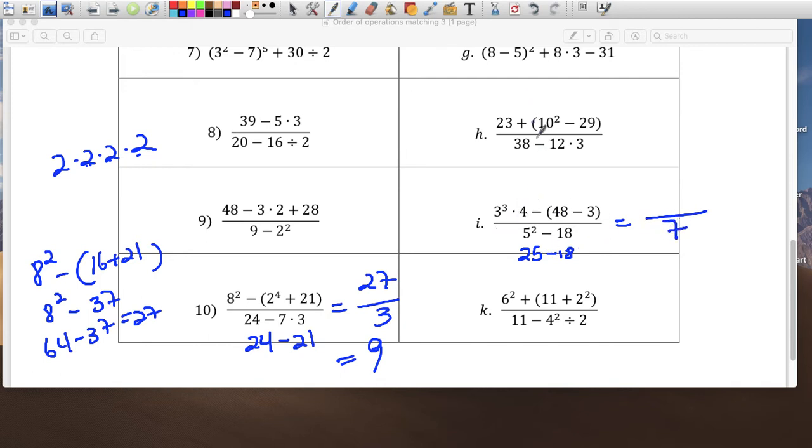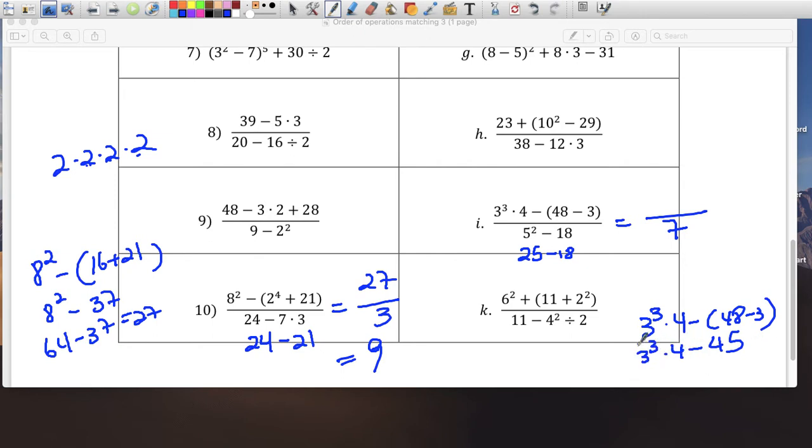On the top, we have an exponent, we have multiplication, we have subtraction, and we have parentheses. So let's do the parentheses. Let me write this at the bottom. We have 48 minus 3. So the first thing I would do is the parentheses, right? 48 minus 3 is 45. And then 3 to the third power times 4 minus 45, right?